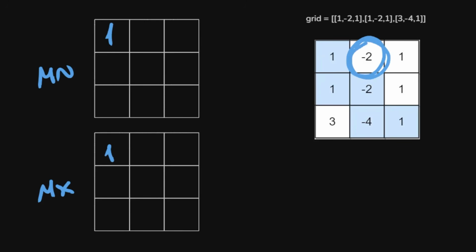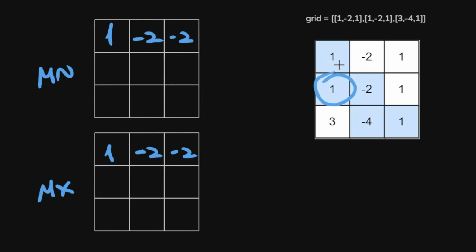Next, we are here, and remember that we can only move either right or down. So if we are standing here, we have to come from the left. This means that the accumulated product is 1 times minus 2. So the minimum is minus 2, the maximum is also minus 2. Similarly, here we have to come from the left. Minus 2 times 1 is minus 2, and here minus 2 times 1 is also minus 2.